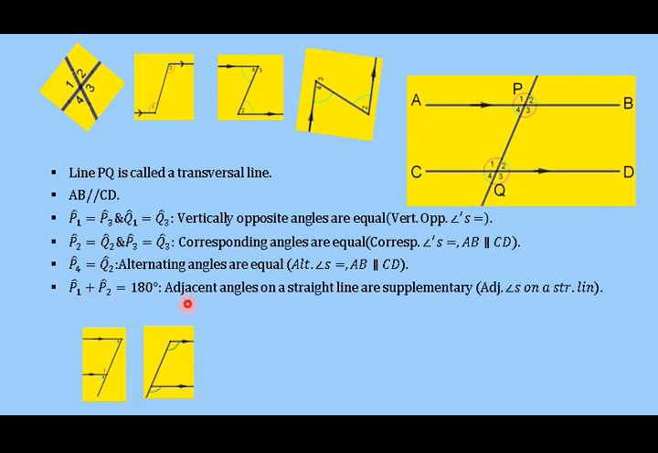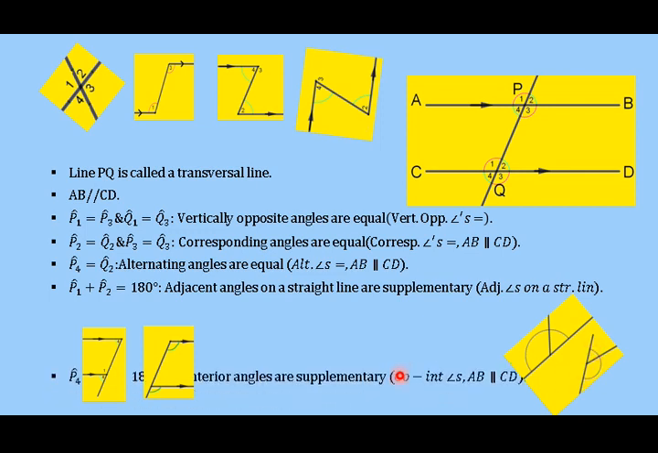And then angle P1 plus angle P2 equals 180 degrees. Can you see P1 and P2? These are the adjacent angles on a straight line. Adjacent angles on a straight line are supplementary, meaning that they add up to 180. As you can see in this picture, from here to there is 180, and from here to there is 180.